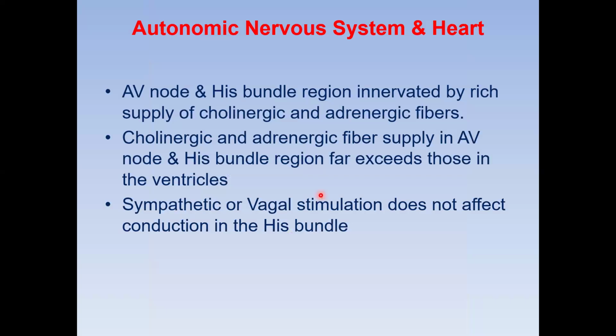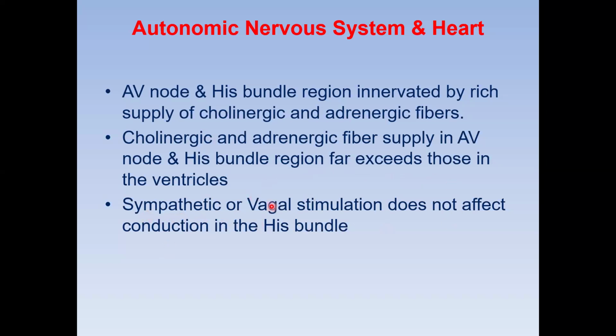So the autonomic nervous system controls the heart. The AV node, His bundle, and including the sinus node, they have rich innervation of cholinergic and adrenergic fibers. But the supply to the AV node and the His bundle is far more than in the ventricle. That's why it's important to understand this, because when we give atropine to patients, if there is a junctional escape beat, if there is a sinus node, the rate will increase, but the ventricular rate will not increase much.